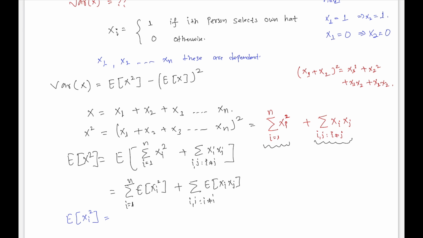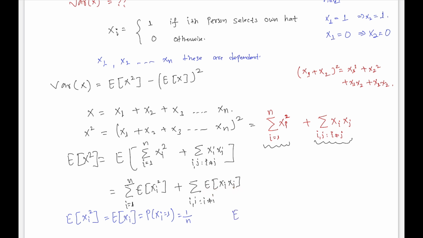And what's the expectation of a Bernoulli random variable? It is nothing but equal to the probability, right? So it will be again a Bernoulli random variable xi, and the probability that the ith person gets his own hat back is equal to nothing but 1 divided by n. Right?